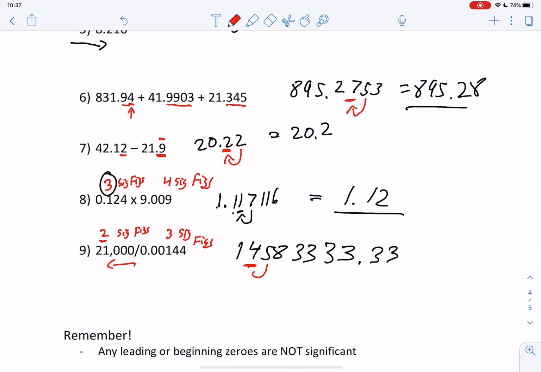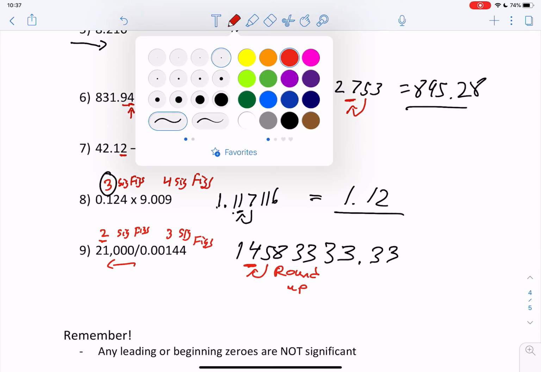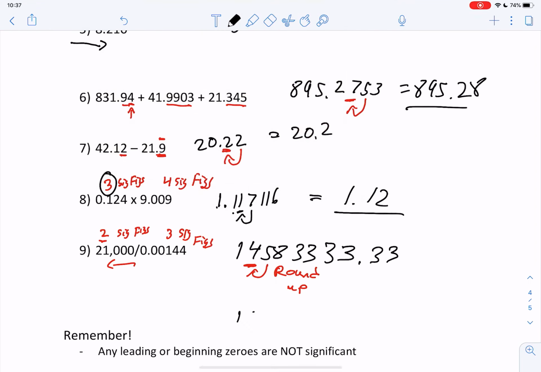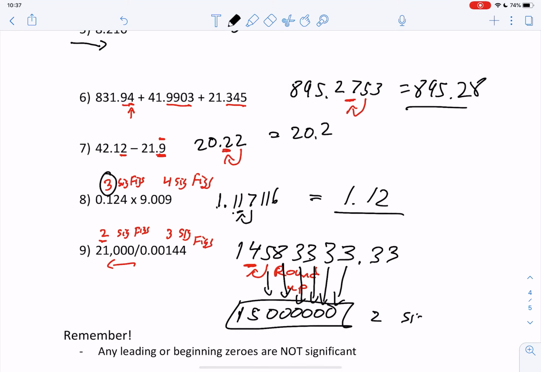And this 5 is going to tell us to round up. So our final answer once rounding is 1, 5, and then just a whole lot of zeros. 1, 2, 3, 4, 5, 6 zeros. Right, because I'm just taking these numbers and we're just rounding them down to 0. All right, so that's our final answer. Right, it's got 2 sig figs. There is no decimal present.